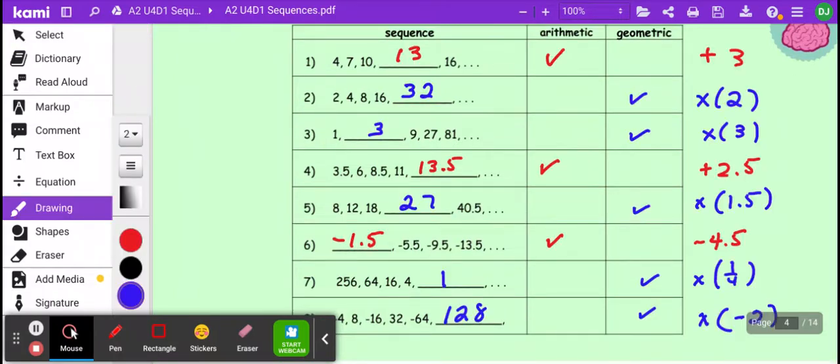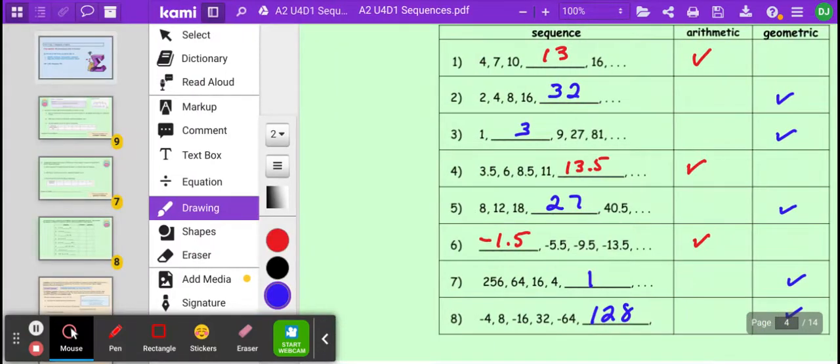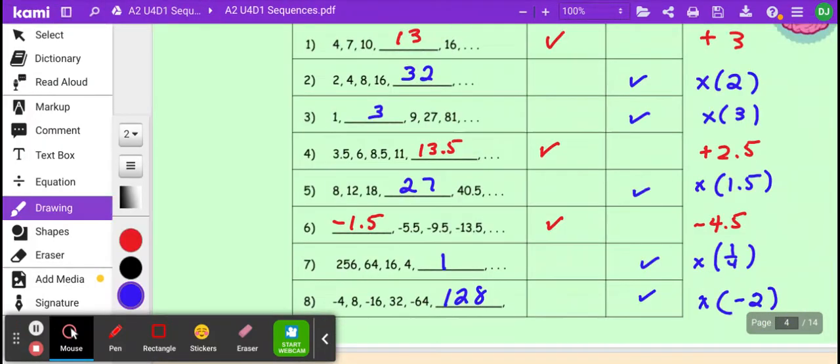Okay, so take a look and see how you did. Were you able to identify the ones that were arithmetic? We were adding a value to get to the next term. And again, adding a negative is justifiable. And then were you able to get the geometric ones where we're multiplying?